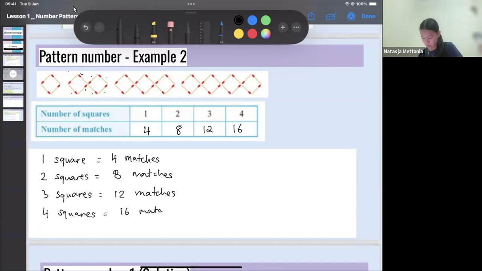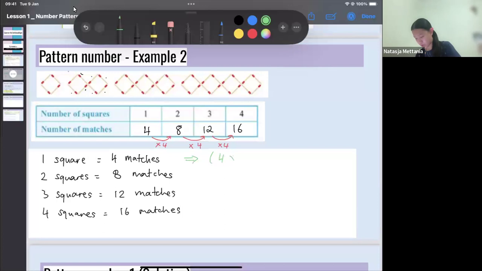Okay. Let's see. What's the relationship between both, right? First things first is to find the pattern. So going from 4 to 8 to 12 to 16, that is going up by multiplying 4. Okay, if you can't see it, it's your 4 times tables. So what I'm going to do is the following. If the pattern is multiplying 4 each time, this is what I'm going to do. I'm going to write down the pattern 4.